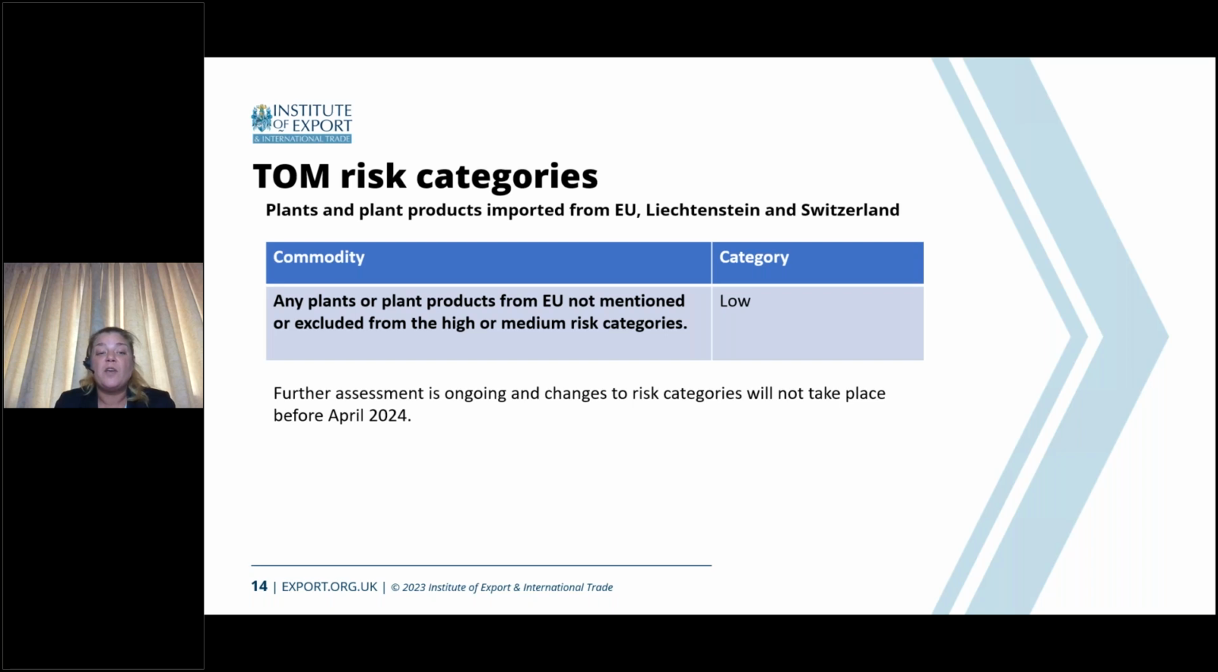But if items are deemed to be moving from a low risk to a higher risk category, the notifications will be given in advance to allow companies to be able to implement the necessary requirements to meet those standards. It's not expected to be something that happens on a regular basis, but it is also not something that can be ruled out.